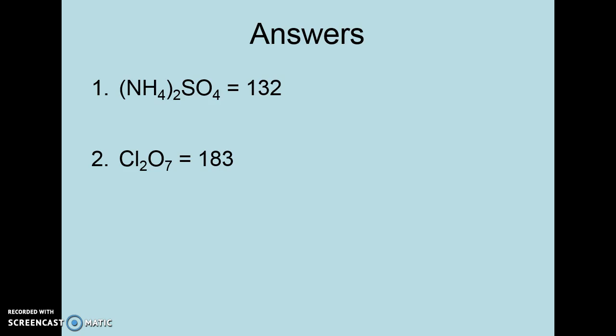Then in the next compound, dichlorine heptoxide, this is covalent with the prefixes. We use the prefixes to make our subscripts, so Cl2O7, and then from the periodic table we multiply 2 times 35.5, remember chlorine is not rounded to a whole number, and 7 times 16, and add those together to get 183.